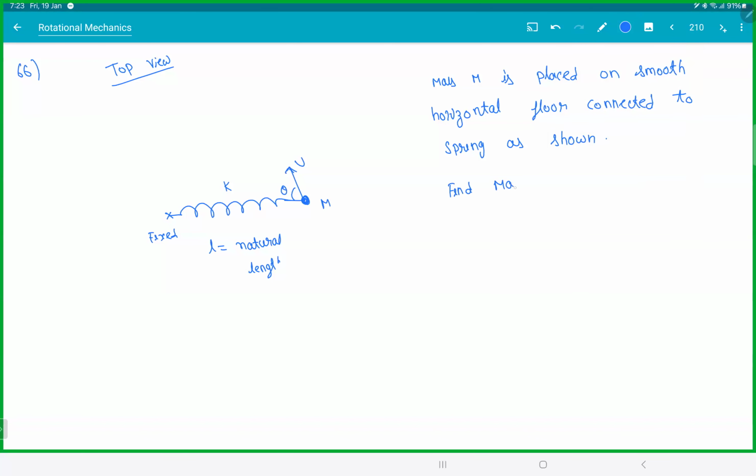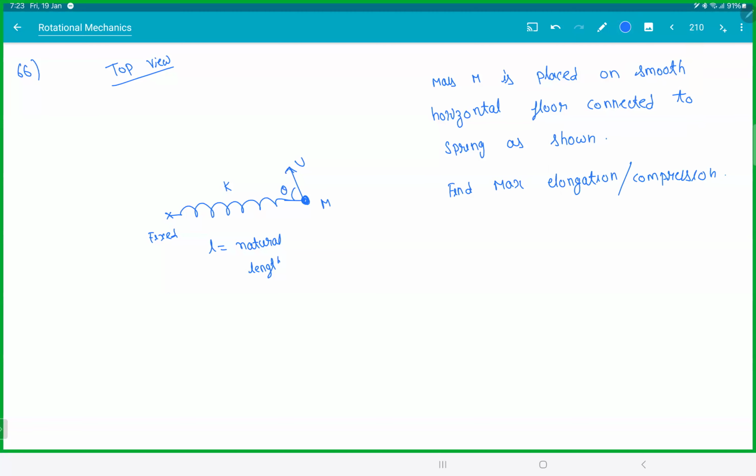This is the top view. It's on the ground, so you can ignore gravity here. So find max elongation. One end of the spring is fixed. The other end has a mass m, which you kicked with speed u at an angle theta. So this will go in some weird path. I don't know what it is. Find the maximum elongation and compression.